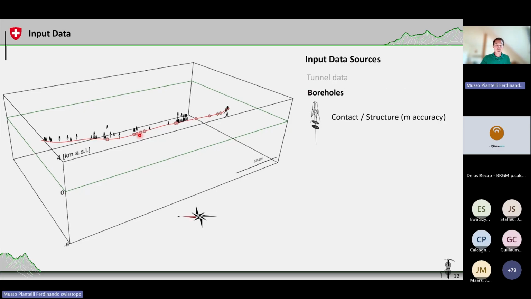Then all the boreholes drilled for prospection of this tunnel and for other things. Only a few of them really intersected the units we wanted. Remember, we are modeling at a regional scale, so only a few boundaries and structures are relevant for these types of projects. And most of the boreholes, as we also said in the presentation before, are only telling us that we are within a certain unit or not in another one. So that's the key information we can get out of them.